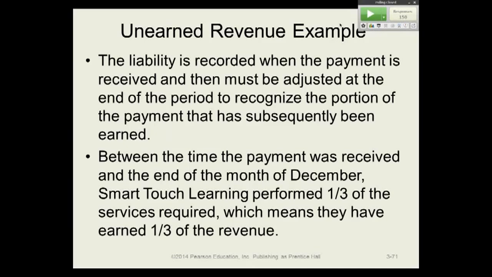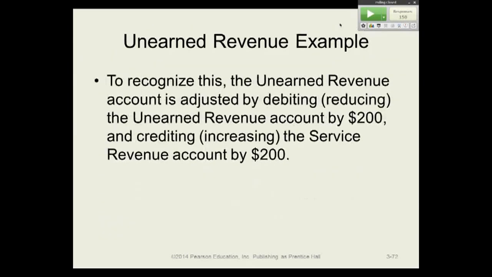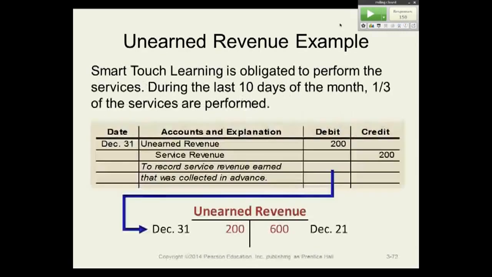The other 2/3, or the $400, is not earned. So to recognize this, we have to debit the unearned revenue and credit the revenue earned for $200. So again, we're going to tell you how much is earned in this case, and that means the balance is unearned, or the $400. So in this case, what you would have to do is debit the unearned revenue. So let's do that first, so that we're giving you that number.